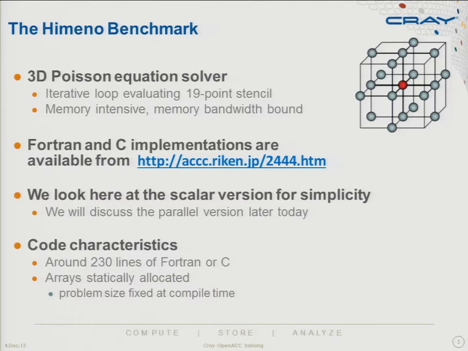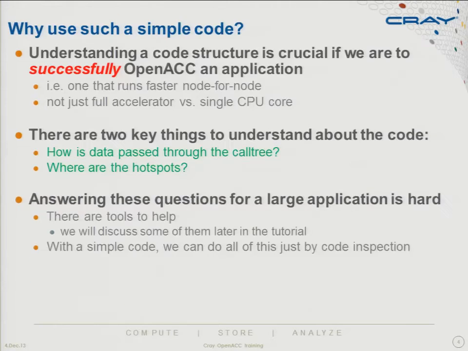So the code itself is a very simple benchmark. It's a 3D Poisson solver. It's next to nearest neighbor stencil. It's a simple code, and the reason we're starting with that is because we'd like to be able to port this quite quickly and show it working and show the process. But a real code is very, very complicated and has a lot of complexity that we don't really want to get into.